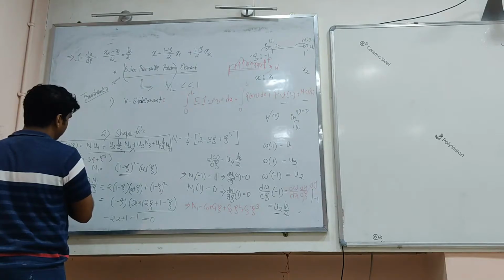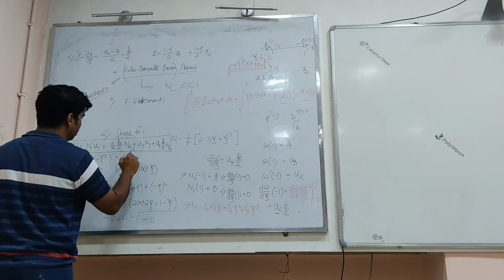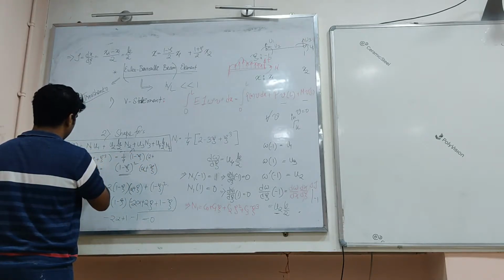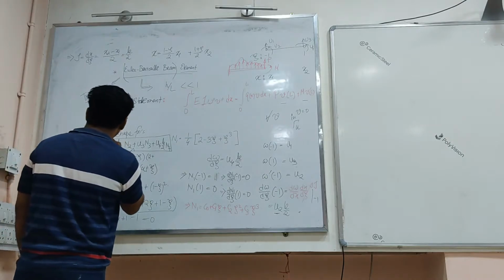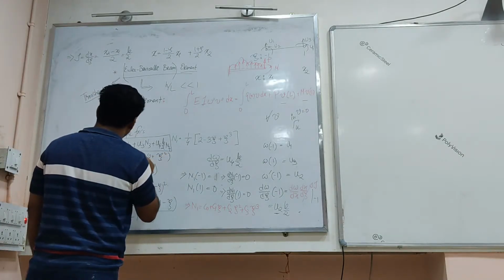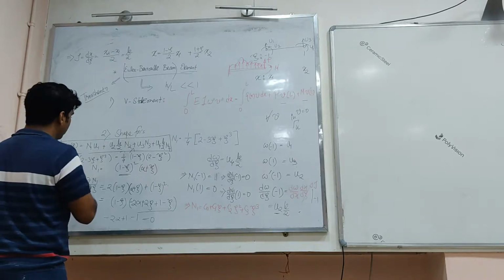Actually, just C0 is left. So it should be 1 by 4, 1 minus xi, 2 plus xi squared, or rather 2 minus xi squared. Is it so?